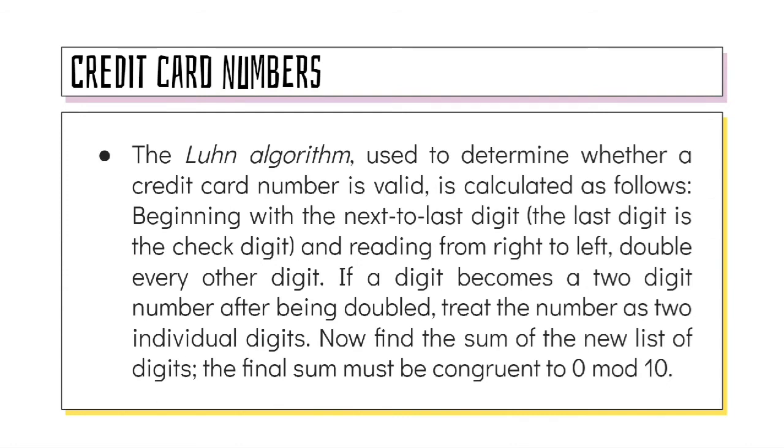Now, the Luhn algorithm is used to determine whether a credit card number is valid, and it is calculated like this. Beginning with the next to last digit, since it is before the last digit, right? The last digit is also the check digit here in the credit card number. Reading from right to left, double every other digit. If a digit becomes a 2-digit number after being doubled, treat the number as 2 individual digits. And lastly, find the sum of the new list of digits.